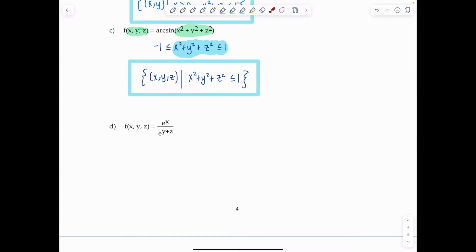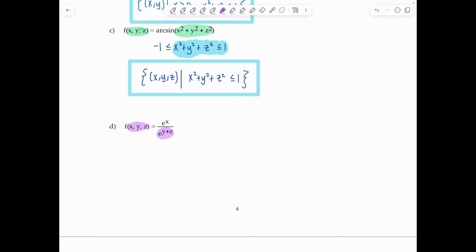Okay, last one, f of x, y, z equals e to the x over e to the y plus z. So this is a rational function, and I just want to make sure the denominator is not 0, but that's impossible. e raised to any power is never 0. So that means I have no restrictions. So we just have to be careful that we list the domain correctly.